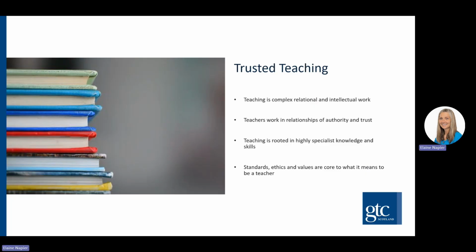A little bit of background first of all. GTC Scotland was established in 1965 following calls from teachers for a body to ensure teaching standards. Our role is to register and to regulate teachers, and we do this by keeping a public register and setting and upholding the high standards teachers in Scotland must meet in order to enter and remain in the teaching profession. Trust in the teaching profession is essential to an effective education system, and at GTC Scotland, our role is to help maintain that trust.